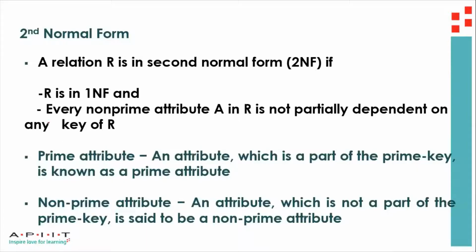And it says every non-prime attribute A in R is not partially dependent on any key of R. I know this is not very clear to you, I'll take some examples and let you know. Here we have another new word called non-prime attributes. We have two types of attributes within a relation: prime attributes as well as non-prime attributes. So I'll take one example.